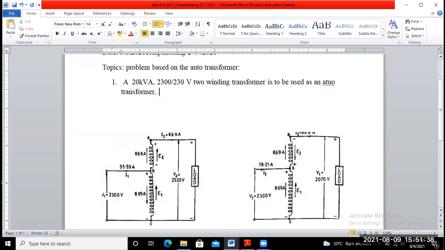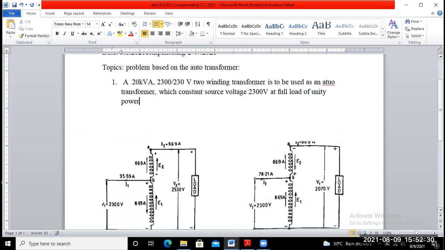Which has a constant source voltage of 2300 volt at full load of unity power factor.